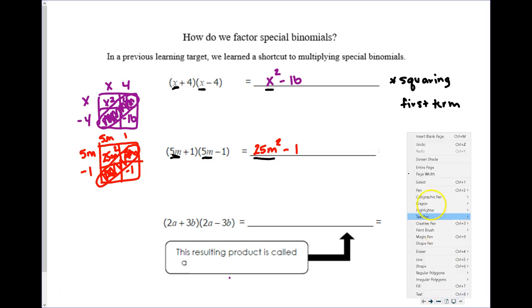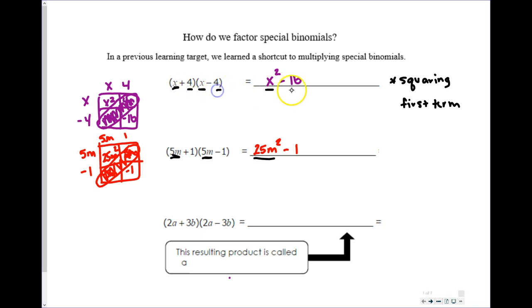For the last term, I've got a 4 here and a 4 here, which turned into a 16. Notice that 4 squared is 16. Here I've got a 1 and a 1. 1 squared is 1. So you square the first term and the last term. And then notice they each have a minus sign. So then you're going to put a minus sign.